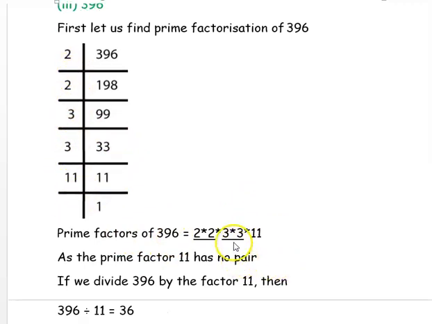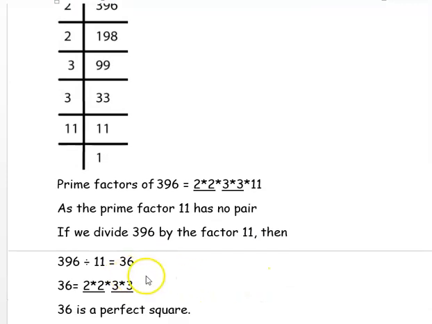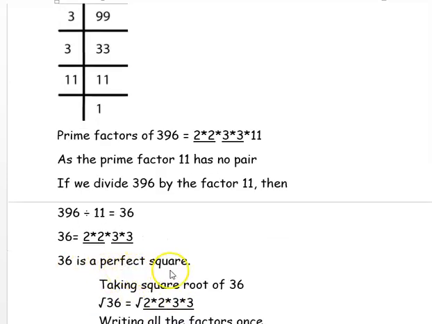Now here the prime factor 11 has no pair. So if we divide 396 by the factor 11, then we will get 36. Now 36 can be written in the factorization as 2 into 2 into 3 into 3. So 36 is a perfect square number. Now we want to find the square root of 36.